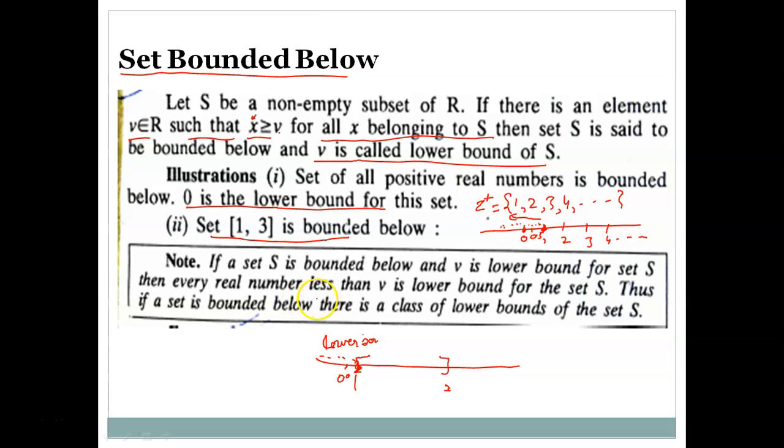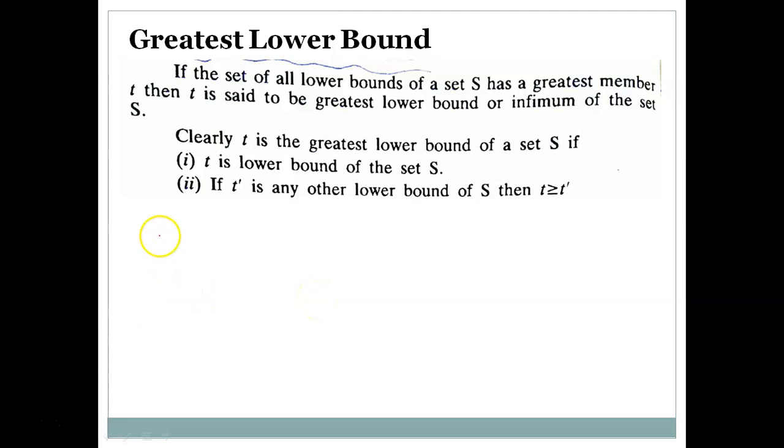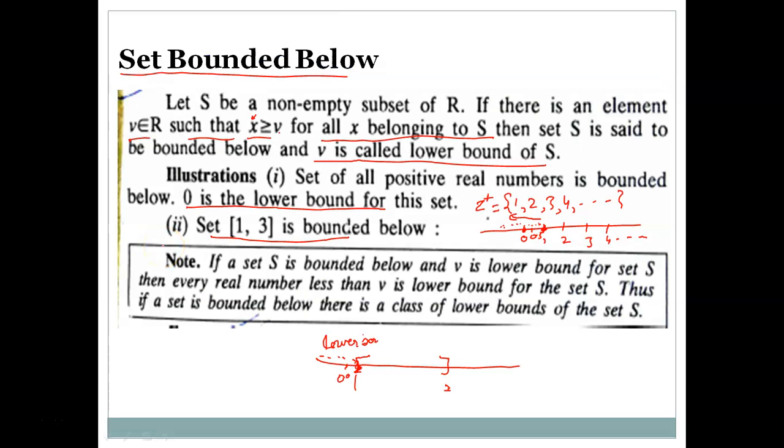Now among all the lower bounds, there is a greatest one. For example, here many lower bounds are there, but among them one is greatest. One is the greatest, and we are calling it, in this case, v equal to 1. So 1 is the greatest lower bound for this set, and particularly in this case 1 is also the greatest lower bound, or infimum, of the set 1 to 3.